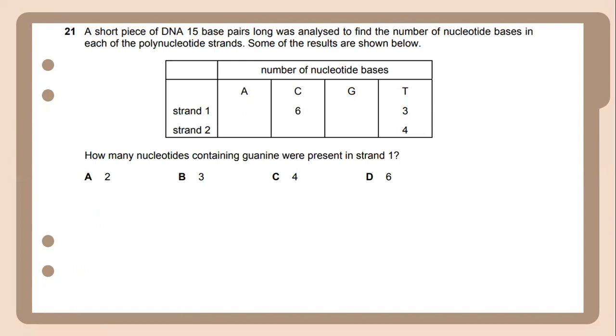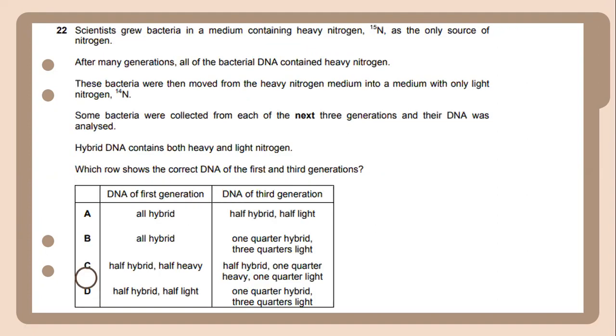21. A short piece of DNA 15 base pairs long was analyzed to find the number of nucleotide bases in each of the polynucleotide strands, and some of the results are shown below. How many nucleotides containing guanine were present in the strand? The answer will be 2.